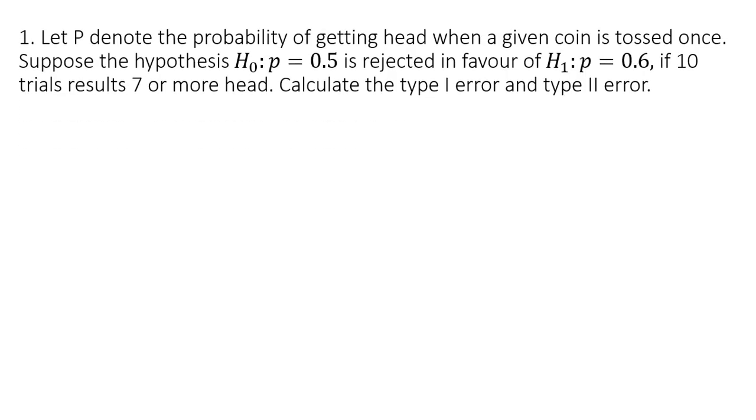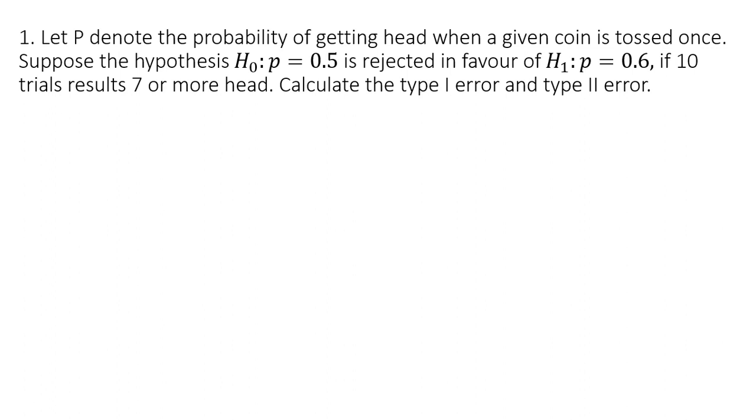There's a problem, and the problem is to find out type 1 error and type 2 error. Pretty simple. Let P denote the probability of getting head when a given coin is tossed once. It's not half, it's a probability. Suppose that the hypothesis, definitely it is the null hypothesis, you can see it is an equal sign, H0: P equal to 0.5 is rejected in favor of H1: P equal to 0.6 if 10 trials result in 7 or more heads.